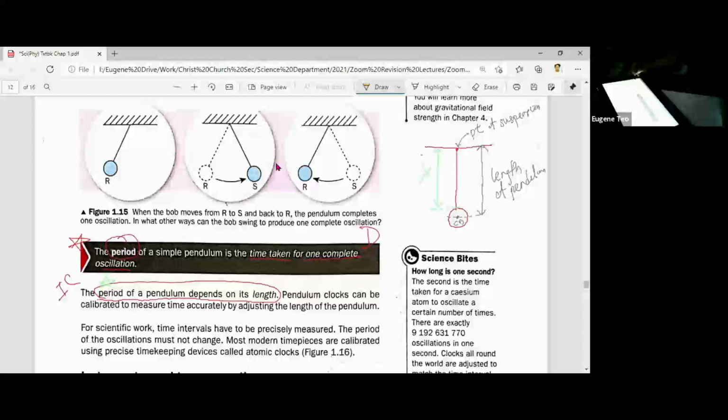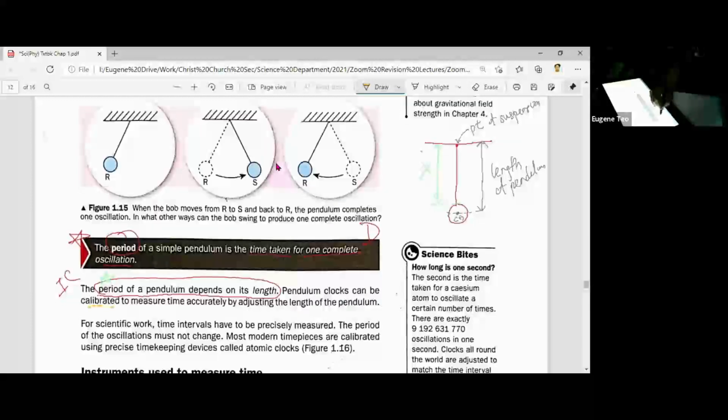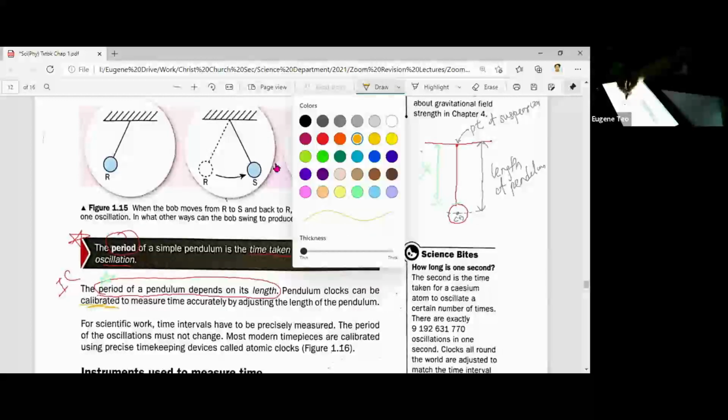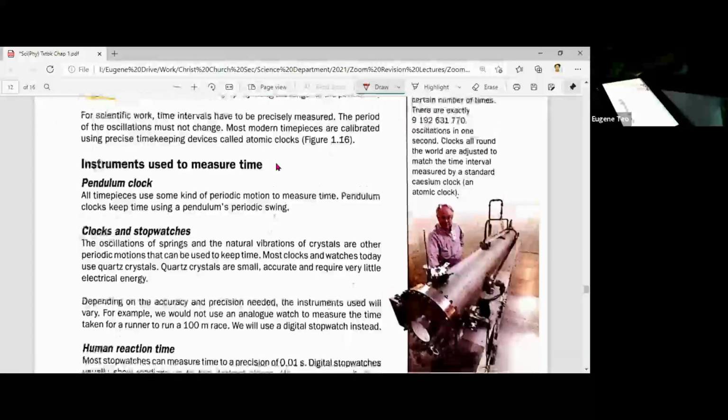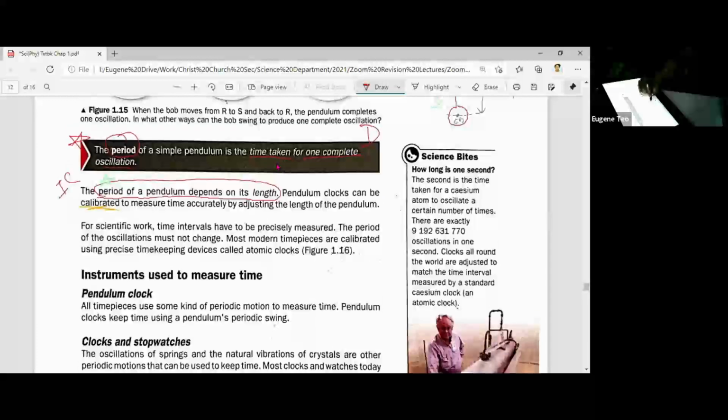So if I can adjust the length of the pendulum, I can calibrate it. To calibrate it, I actually adjust the length of the pendulum. So the main point here is this: if I want to adjust the period of a pendulum, what can I do? I want you to write this down under important concepts. Capital T is the period of the pendulum. To increase the period, I will increase the length of the pendulum. L is the length of the pendulum. To decrease the period, I will decrease the length of the pendulum.